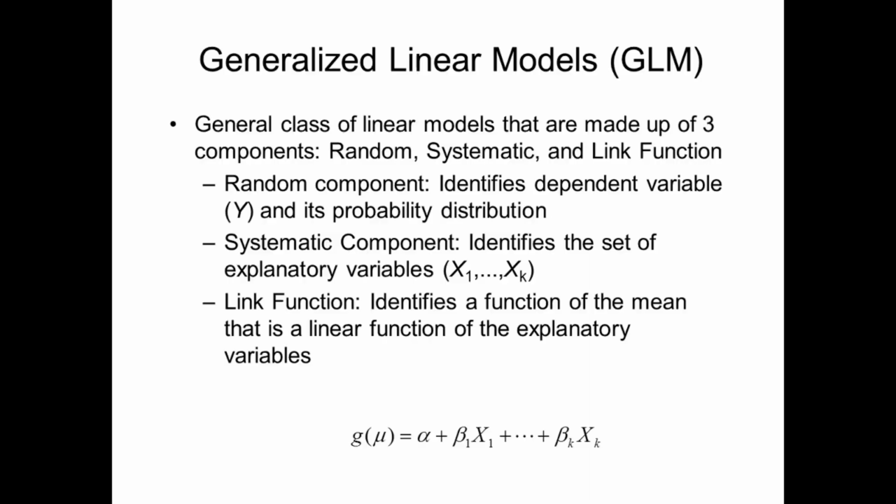So first of all, we need to know that a generalized linear model is a class of linear models that are made up of three main components. We have a random component, a systematic component, and a link function. Those are the three main components of generalized linear models. In the random component, we just identify the dependent variable y and its probability distribution. We identify the mean component of our variable.